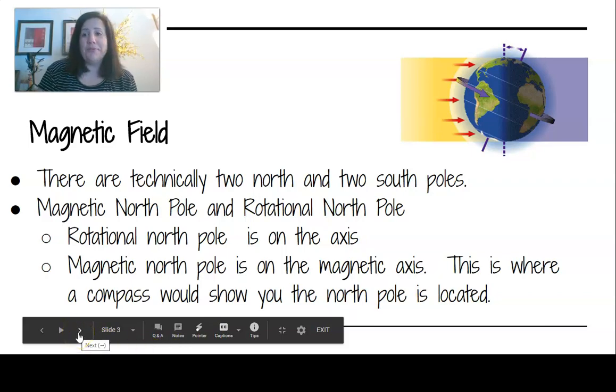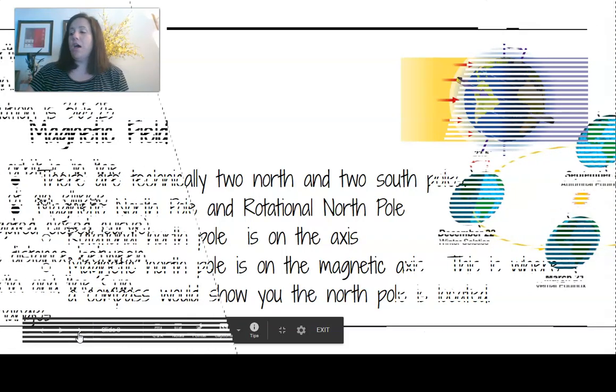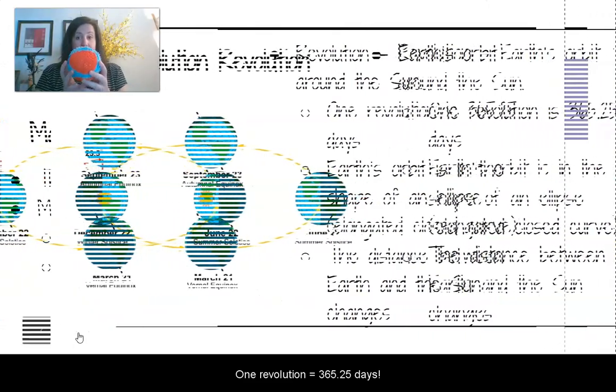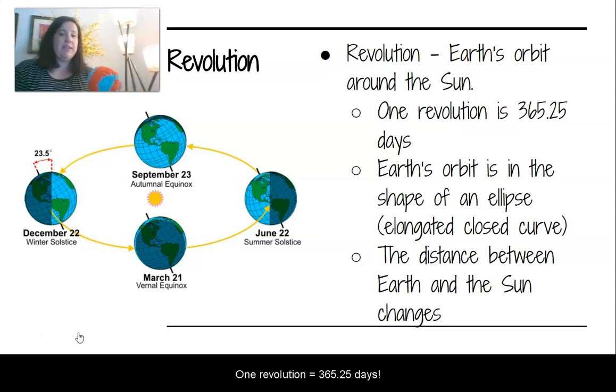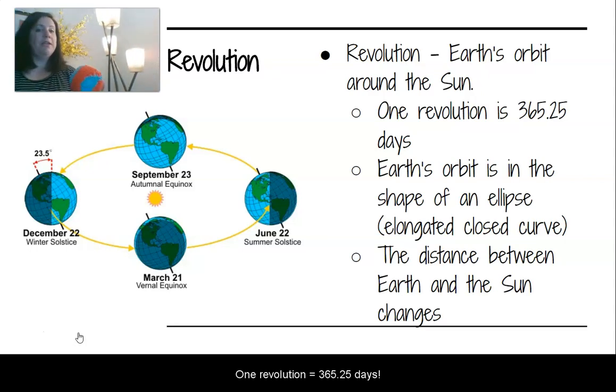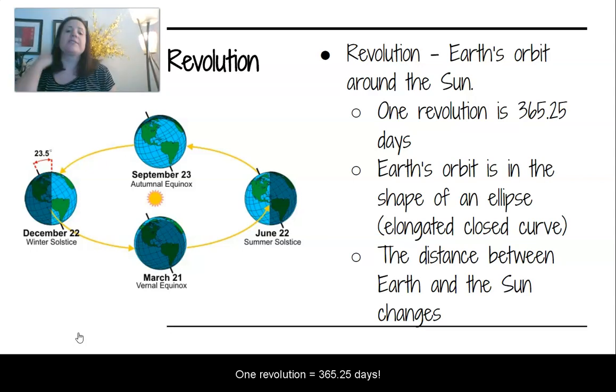So we'll move on from that. The other movement that the Earth does, so we have spinning, spinning, spinning. This is a rotation. And then not only that, it is going to do what we call a revolution. So it is going to spin, spin, spin, and then it's also going to revolve around the sun. So it's doing 2 different things.